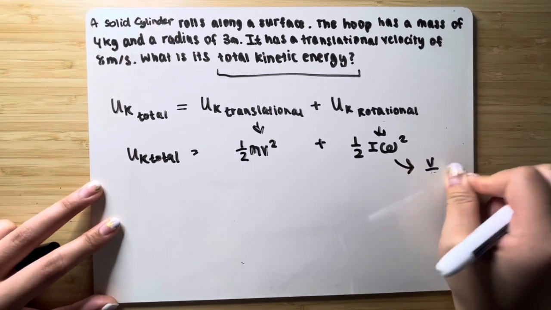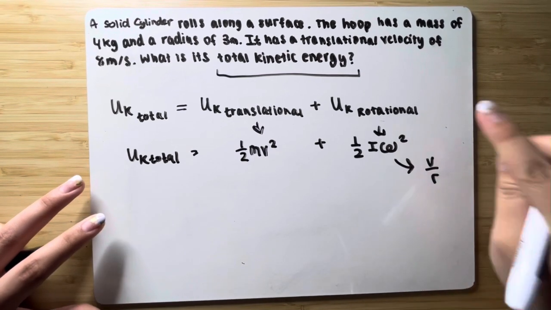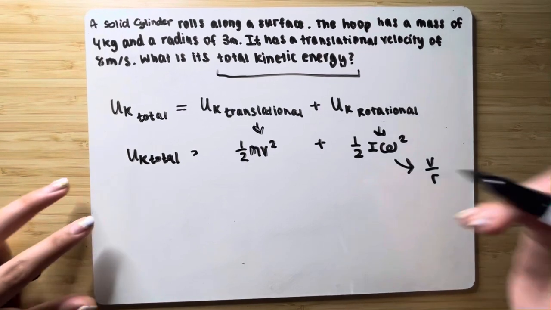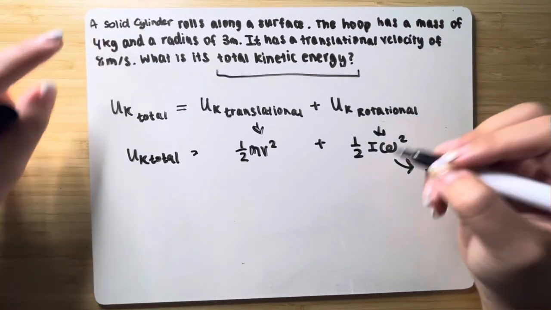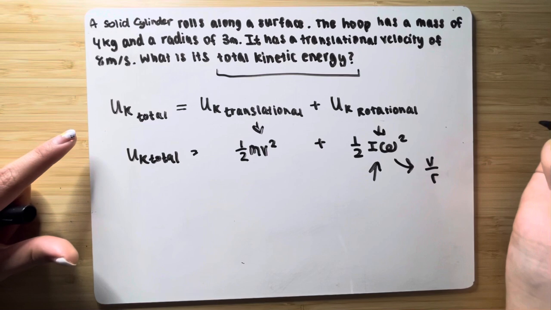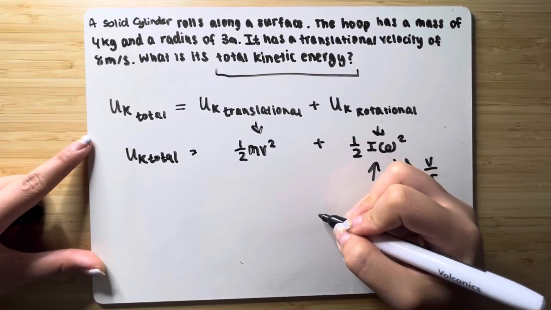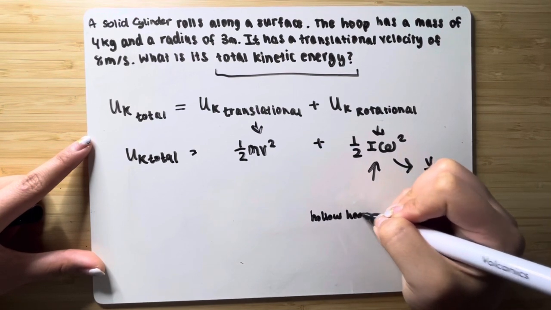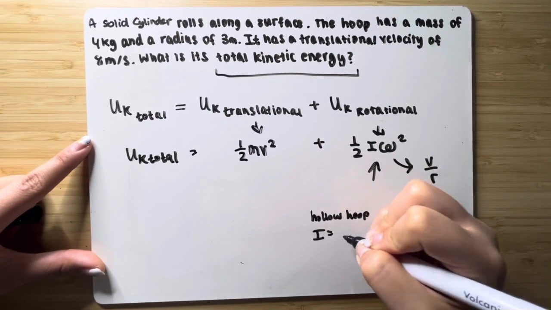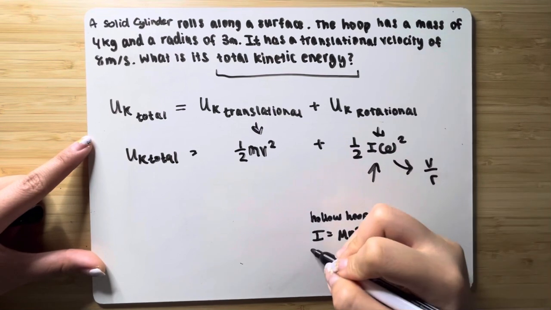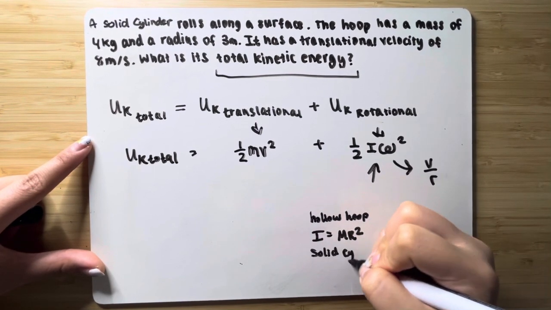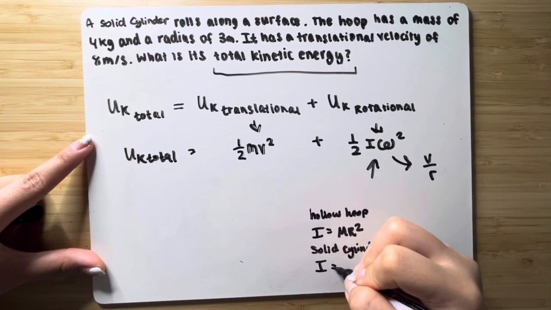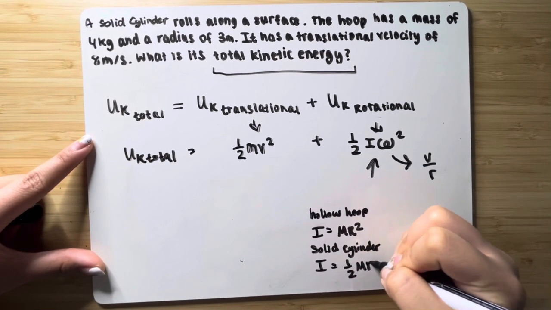It can be little r, it doesn't matter, just know that it's the radius. Then realize that we're working with a solid cylinder. Remember how in the last video we were working with a hollow hoop, which has inertia as mr squared. For a solid cylinder, the inertia is going to be 1/2 mr squared.